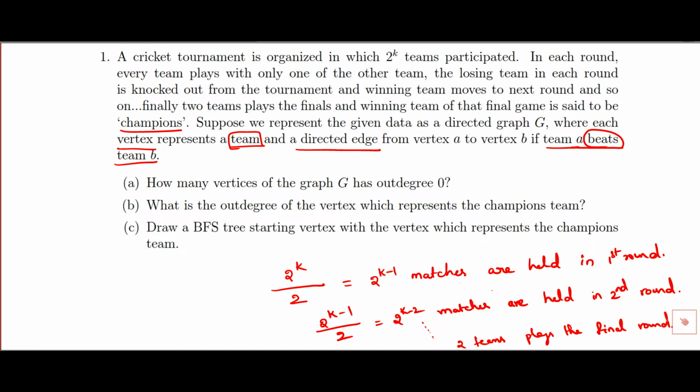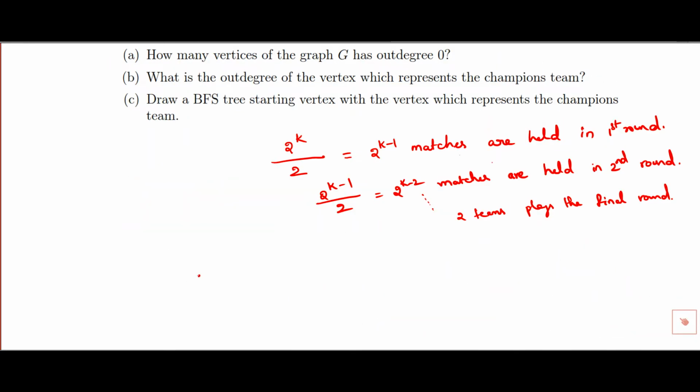Now, how many vertices of the graph G have out degree 0? If you see the graph G, there are two vertices represented by two teams A and B. There will be an outward edge going from A to B if team A beats team B. So the out degree of vertex A becomes 1. If we are supposed to find the vertices which have out degree 0, that means the teams which represent those vertices haven't won any of the matches in the tournament. That means the teams that lost in the first round itself haven't won any match in the tournament. The vertices which represent these first round losing teams are the vertices having out degree 0.